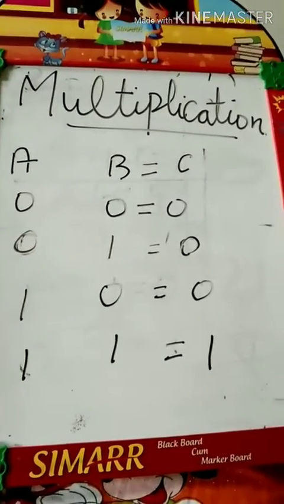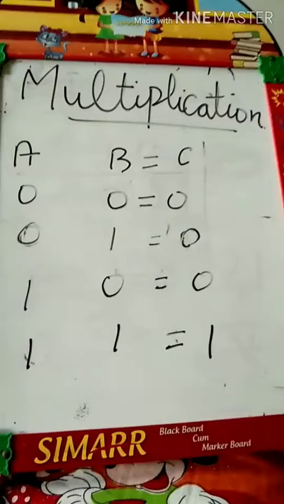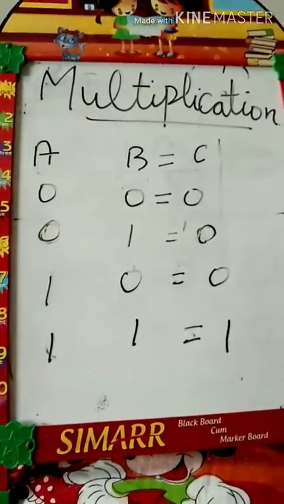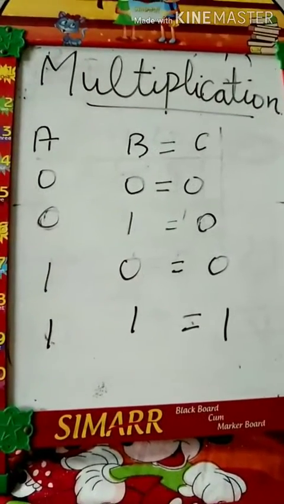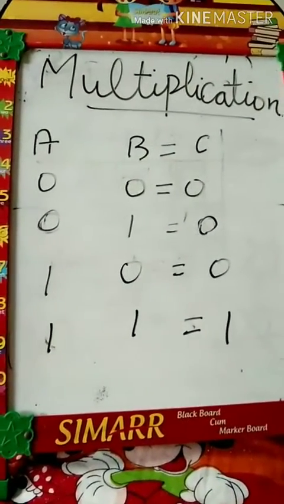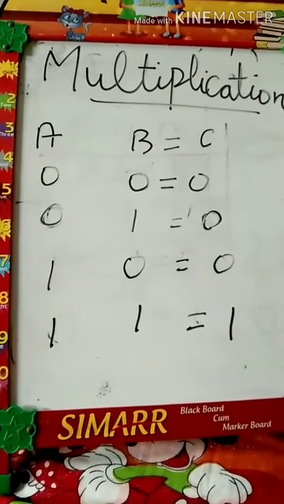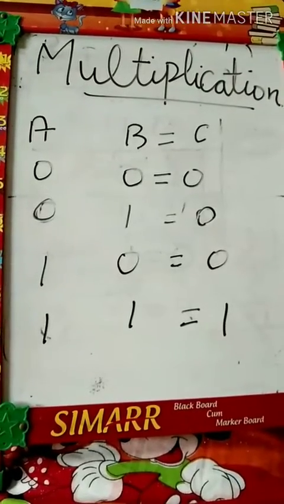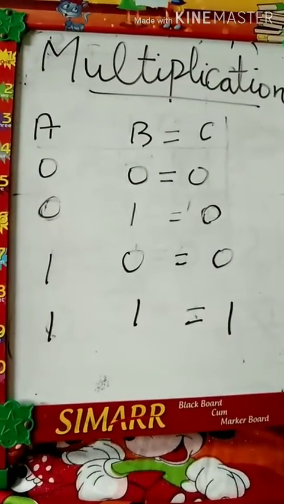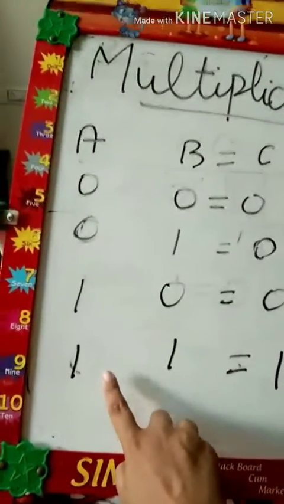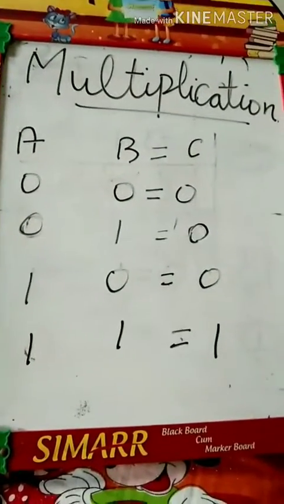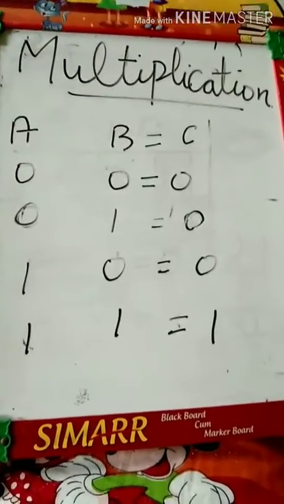Now dear students, the third arithmetic operation is multiplication. Same as addition and subtraction, we should also follow rules to calculate multiplication. So these are the rules. If we multiply by 0, the answer is 0. Second, 0 times 1 is 0. Third, 1 times 0, the answer is the same, 0. And fourth, if we multiply 1 by 1, the answer is 1. So we should always remember these rules to solve multiplication in the binary number system.